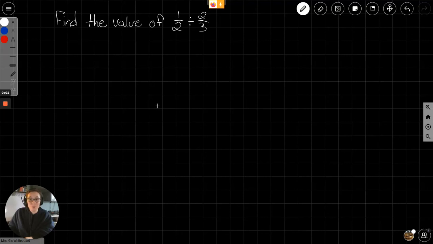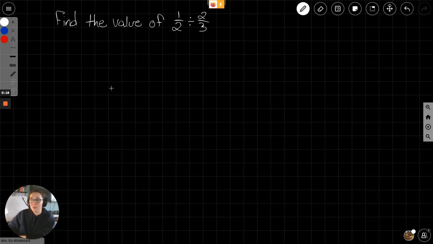This is example 2 of lesson 5.4, dividing decimals. The task is simple: find the value of 1/2 divided by 2/3. This is where we get into the fun part of dividing decimals. We are going to check it with a model when we're done, but for now, let's just get into it.